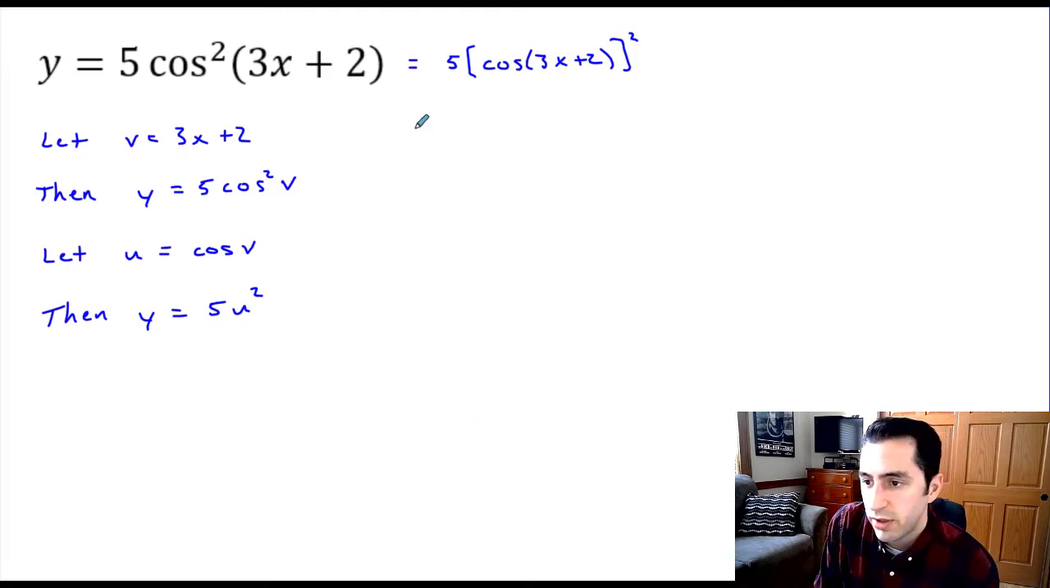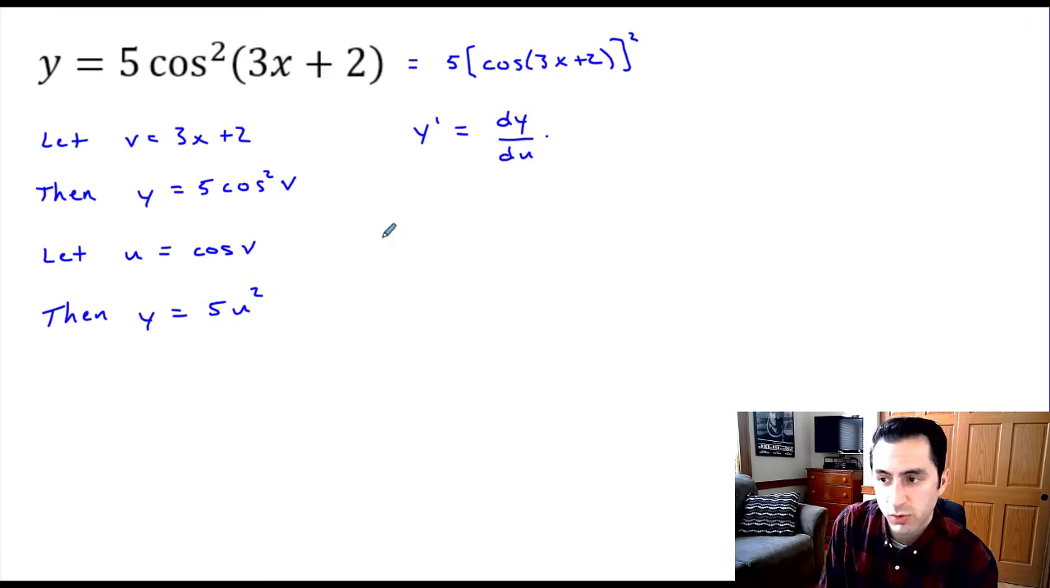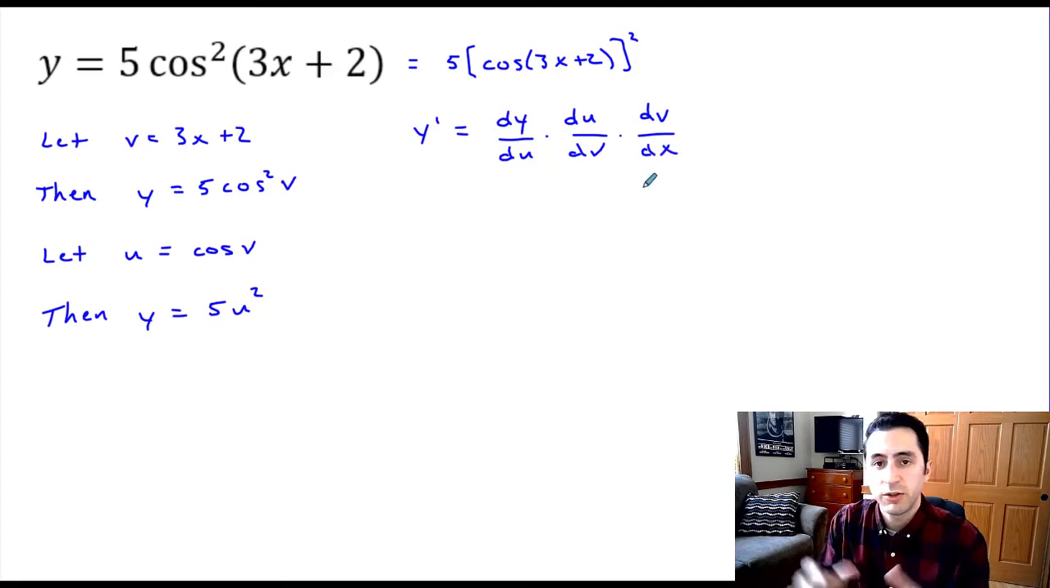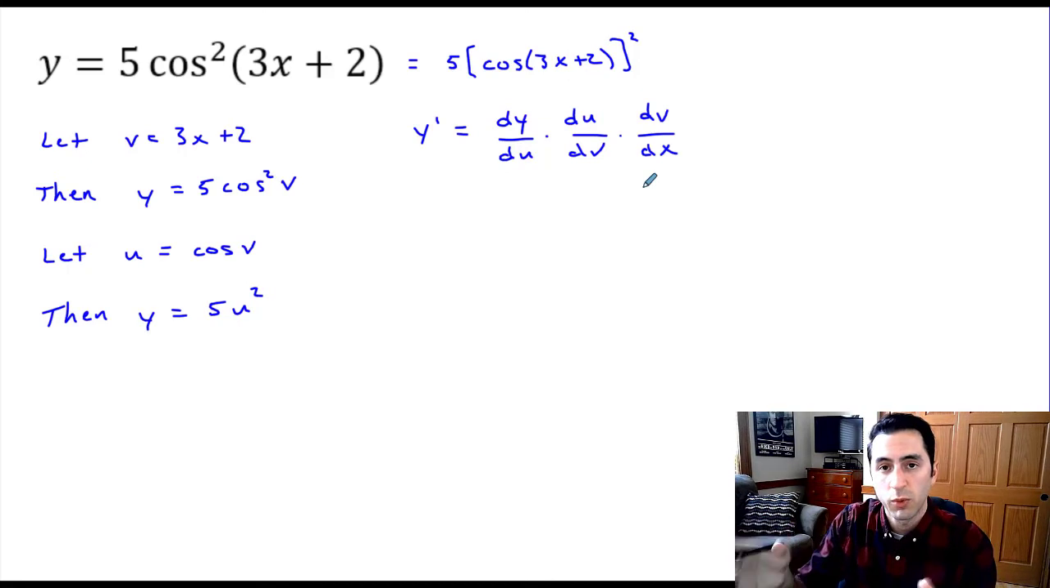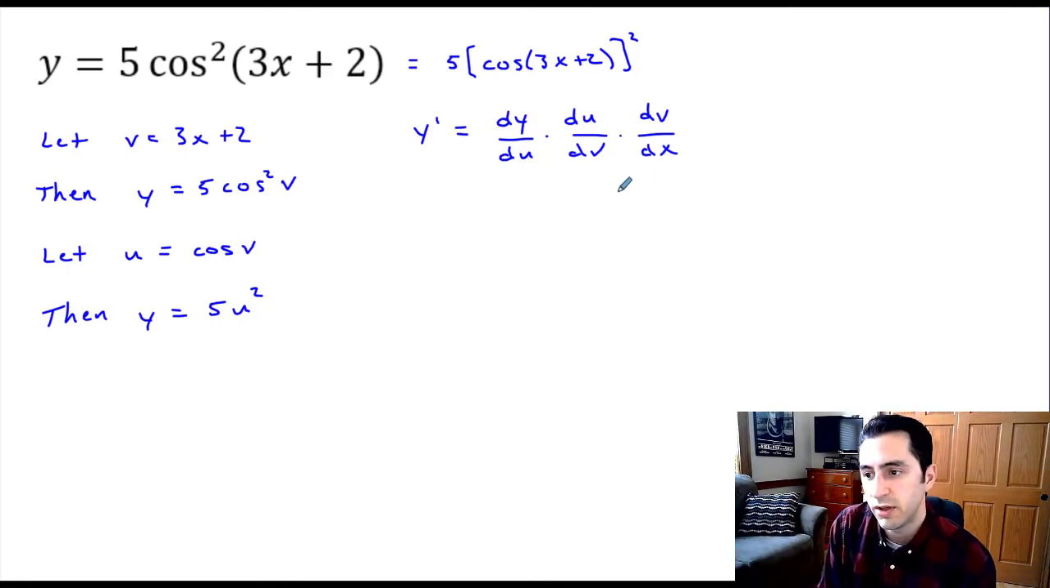So then my derivative, y prime, is going to be equal to the derivative of each of these parts. So the derivative of y with respect to u, because that's the variable we have in our equation of y now. And we're going to do the derivative of u with respect to v. And we'll also do the derivative of v with respect to x. So again, we're finding the derivative of the outside, and then we're working our way in, finding the derivative of each part.